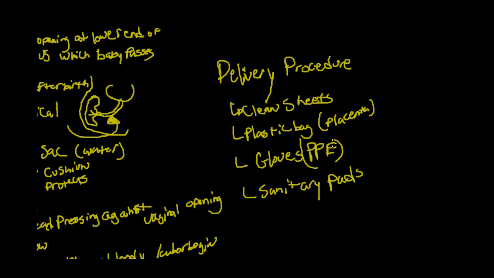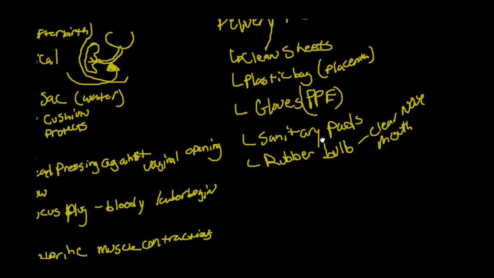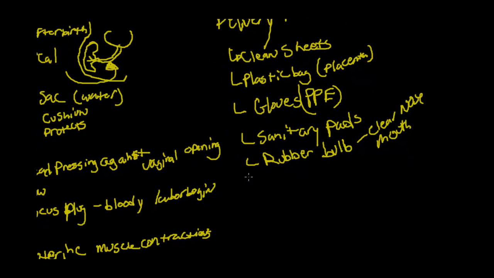A lot of times you'll need a rubber bulb. You've probably seen the little sucker devices. It's to help clear the nose and mouth so that the baby can breathe, clear it of any mucus or blockage.